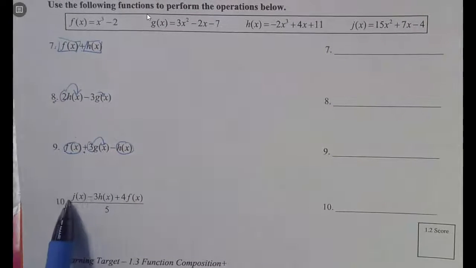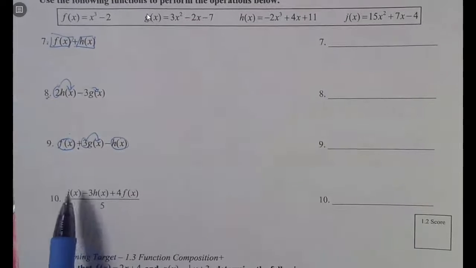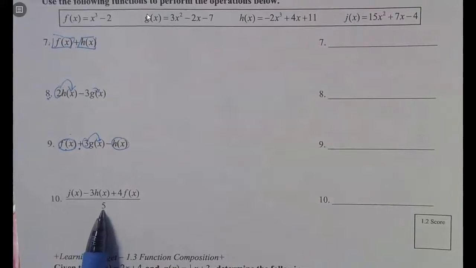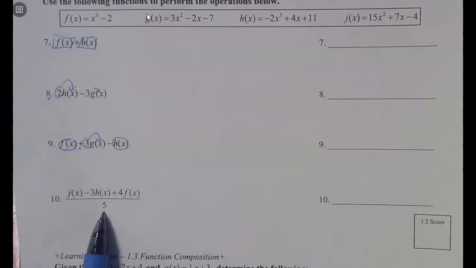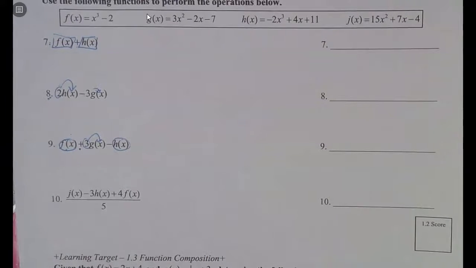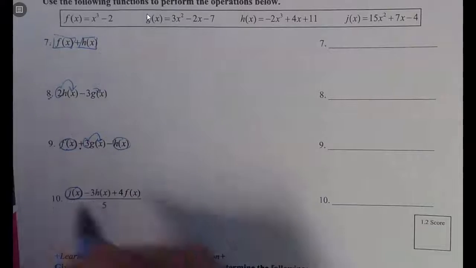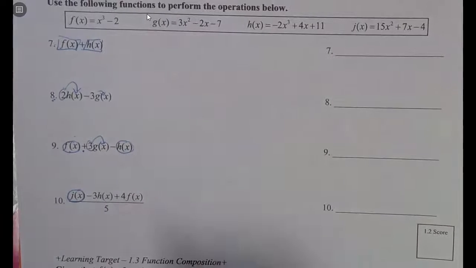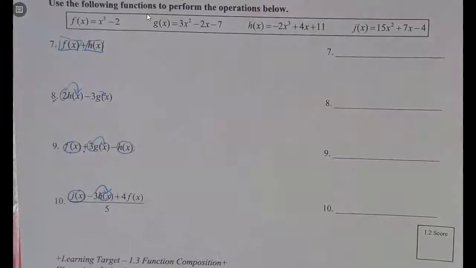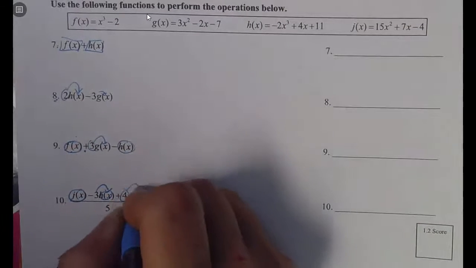Okay? 10, just a hint, we want to do what's across the top first, and then whatever you get, you'll want to divide by 5 every single term. So first do the top part. So j of x, and then you're going to subtract 3 times h of x, and then you're going to add 4 times f of x.